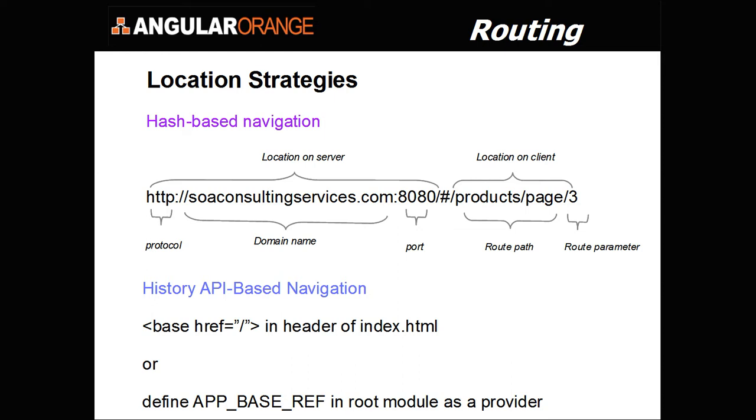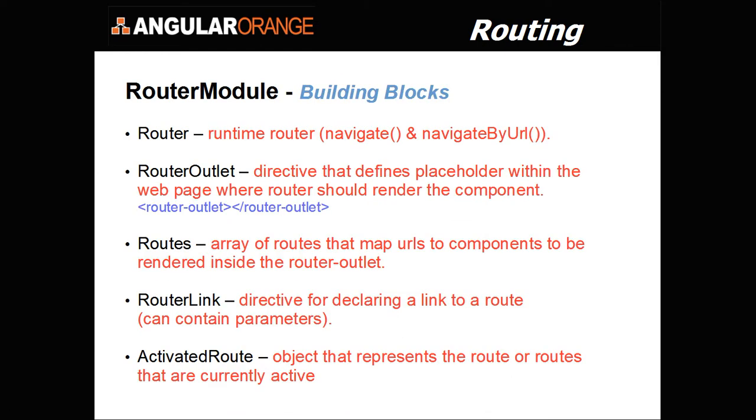But now we have the default, which is history API-based navigation, where you just define the base href equal to, let's say, / in the header of the index.html, or you can define an APP_BASE_HREF in the root module as a provider, and that would mean you do not have to use the hash symbol.